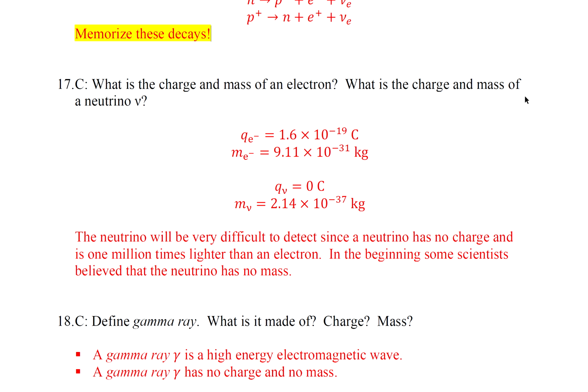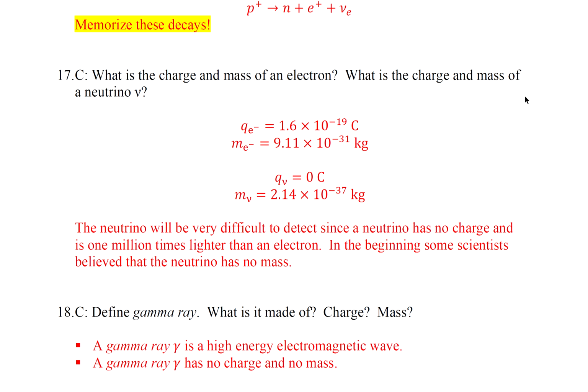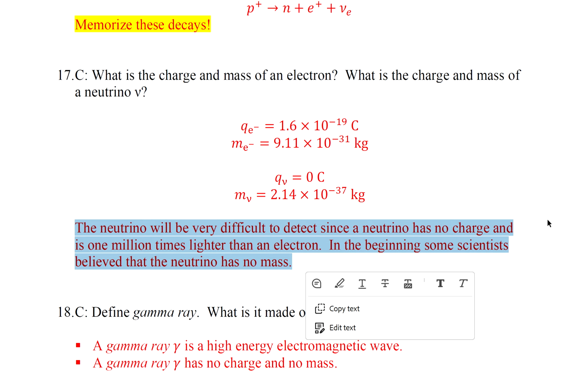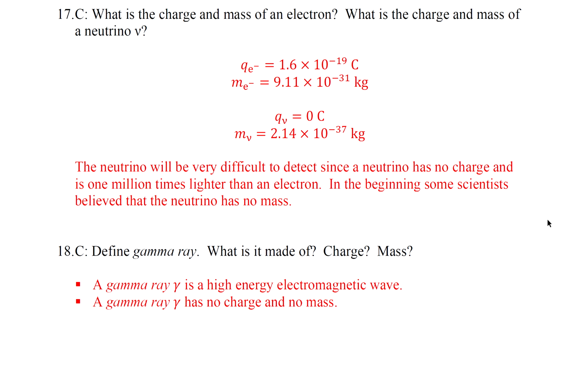What is the charge and mass of an electron? What is the charge and mass of a neutrino? So this problem here, 17, is trying to show you that it's difficult to detect an electron. It's even more difficult to detect a neutrino because it has no charge. So it doesn't really react to anything.